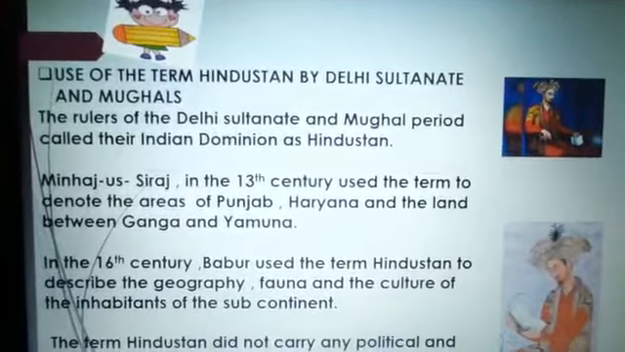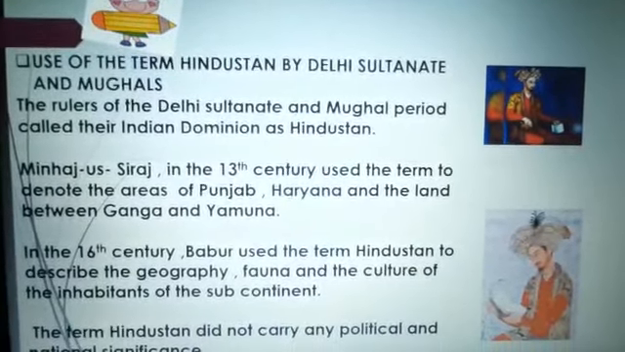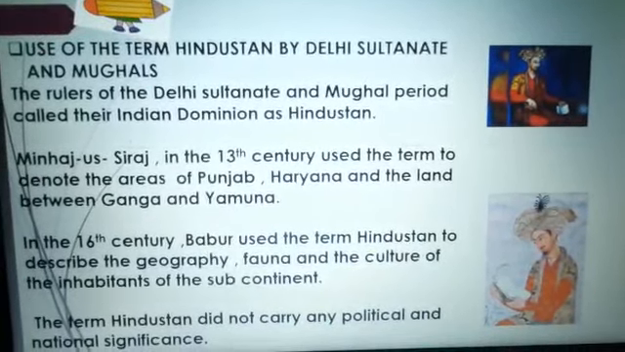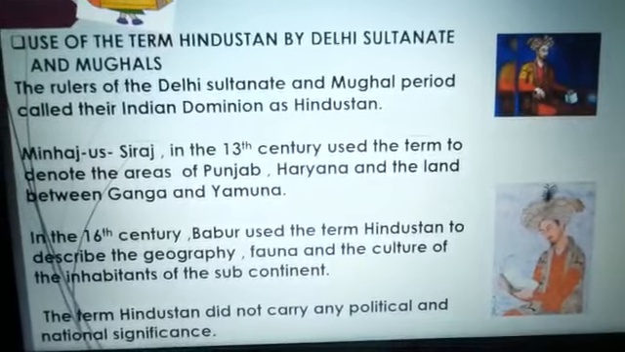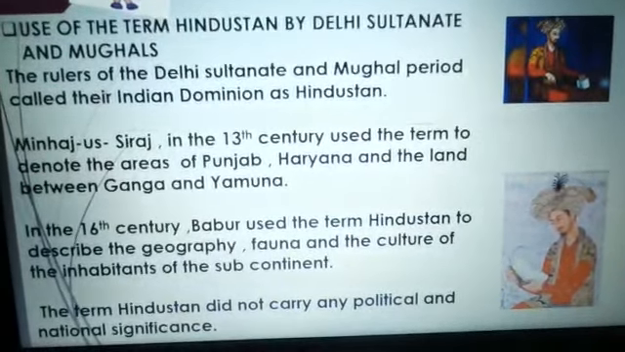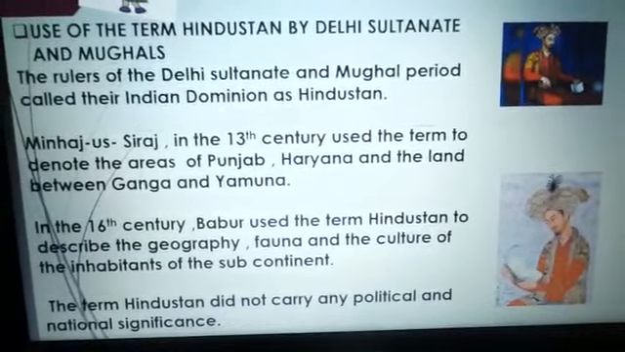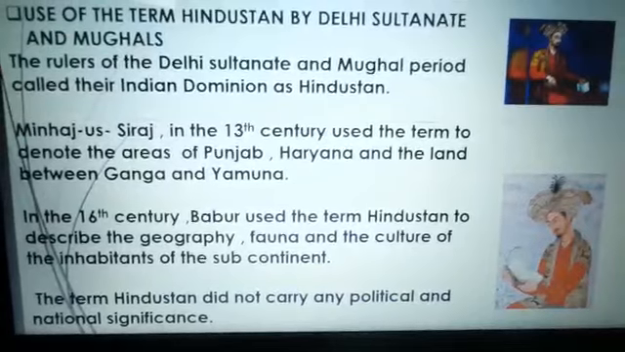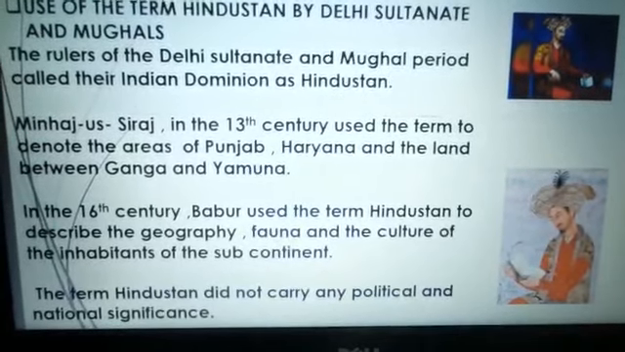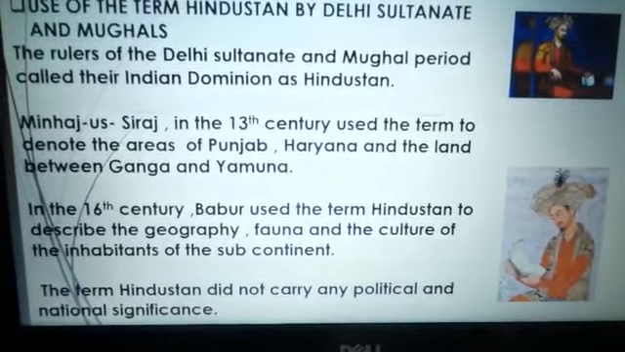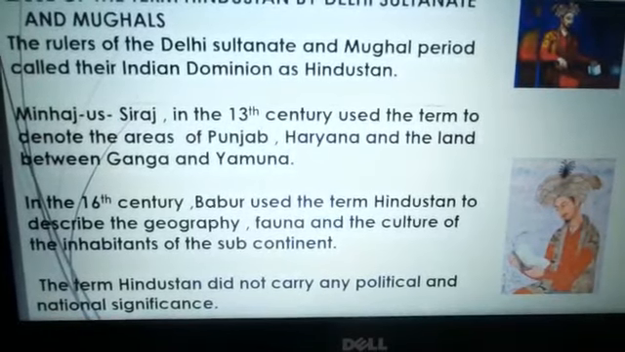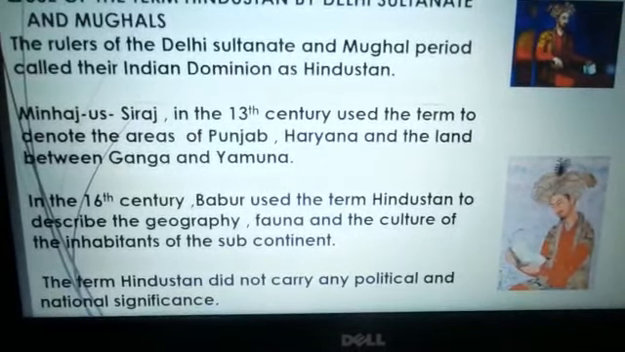Now, the term Hindustan, as I told you earlier, only carried a historical significance. This term was also used by the Delhi Sultanate and Mughals to define their areas during their stay in our country. The rulers of the Delhi Sultanate and Mughal period called their Indian dominion Hindustan. One of the famous chroniclers of the Delhi Sultanate, Minhaj ud Siraj, in the 13th century used the term to denote the areas of Punjab, Haryana, and the land between the Ganga and Yamuna.